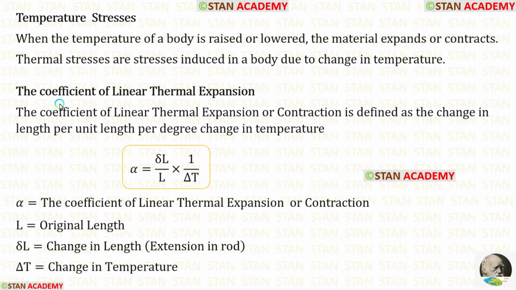Let us see the definition for the coefficient of linear thermal expansion. It is defined as the change in length per unit length per degree change in temperature. Alpha is equal to change in length per unit length and per degree change in temperature. In this equation, alpha is the coefficient of linear thermal expansion, L is the original length, delta L is the change in length, delta T is change in temperature.